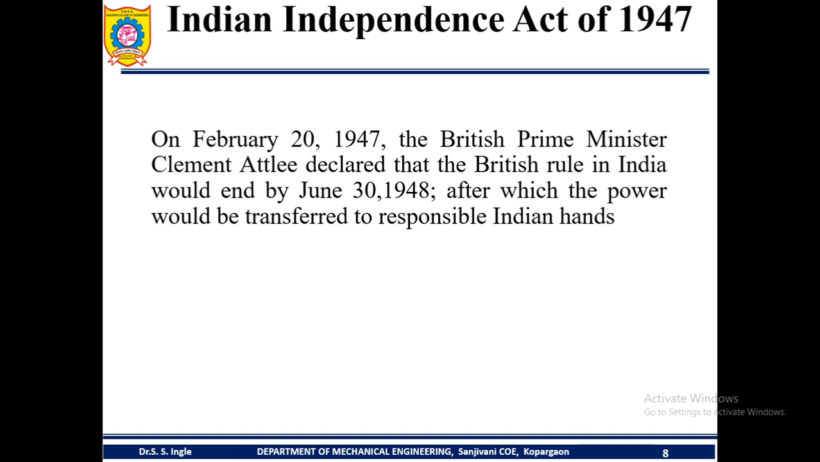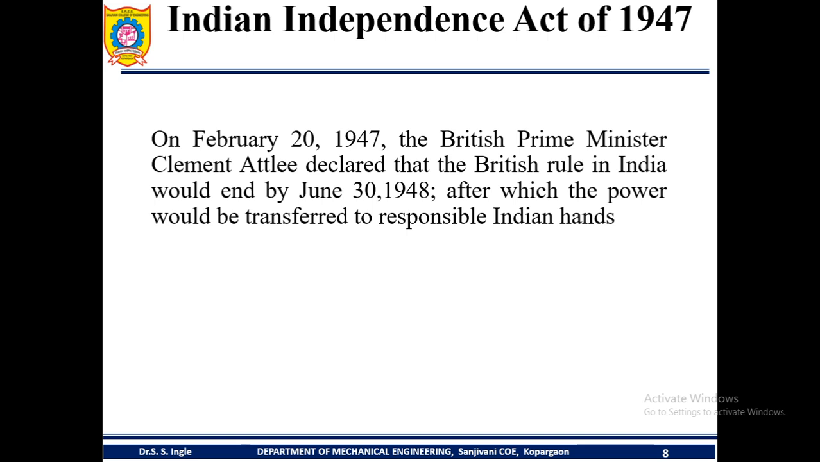Definitely, on 15 August 1947 we got independence, but still the British continued their administration to streamline the administrative procedure in India. This announcement was followed by agitation by the Muslim League demanding partition of the country.